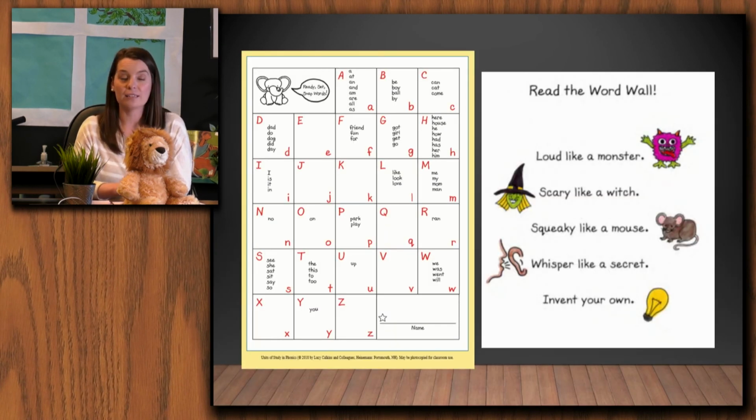Now, you're going to practice, like I said, reading your word wall today. You read your kindergarten word wall. You can read it loud like a monster, scary like a witch, squeaky like a mouse, whisper like a secret, or invent your own. And if it's okay with you and it's okay with your adult, they can record you reading your word wall and you can email it to us here at TV Classroom, or you could write it down and just tell us what you're doing and we'll tell all the other students. You could also send us a letter like our friend Amelia did.